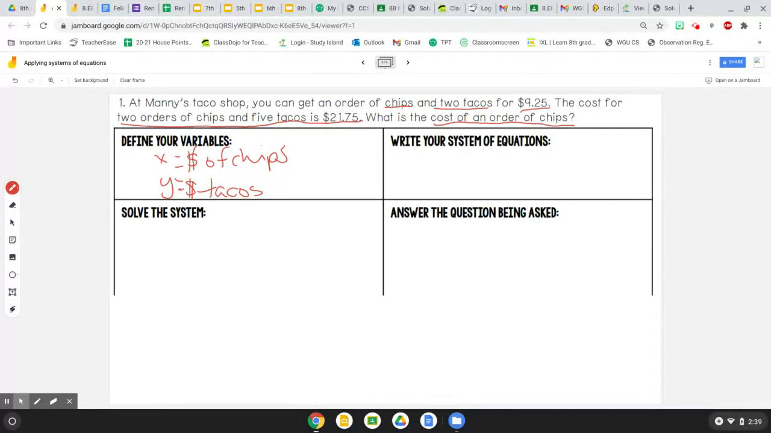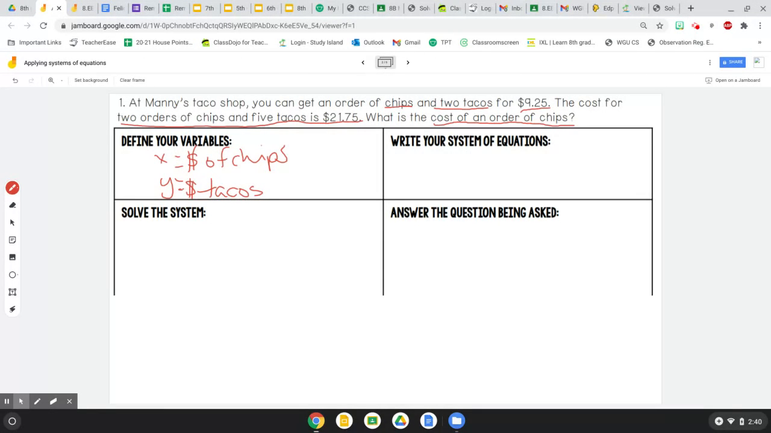Okay, so I have 2 variables, and now my system of equations, basically each equation is going to be talking about 2 different situations. Okay, so I'm going to start with equation number 1. So looking at my first kind of sentence here, it says you can get an order of chips and 2 tacos for $9.25.